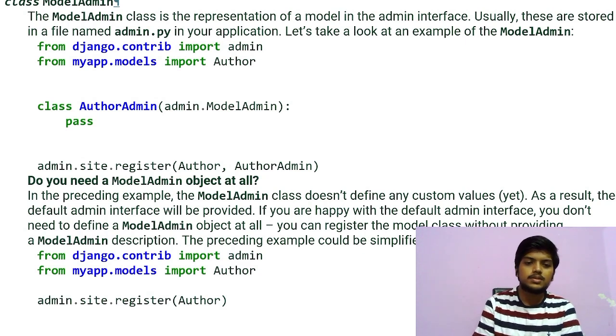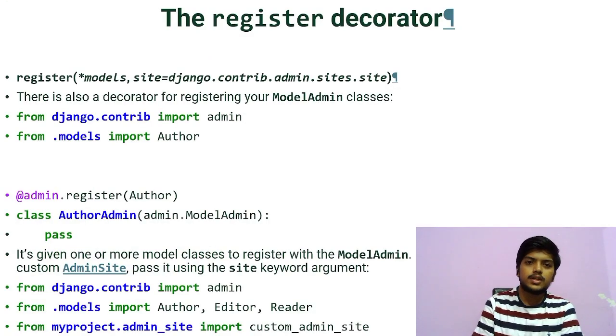The preceding example can be simplified: from django.contrib import admin, from myapp.models import Author, admin.site.register(Author). The register decorator: register(*models, site=django.contrib.admin.sites.site). There is also a decorator for registering your ModelAdmin classes: from django.contrib import admin, from .models import Author, @admin.register(Author), class AuthorAdmin(admin.ModelAdmin): pass. It's given one or more model classes to register with the ModelAdmin. If you're using a custom AdminSite, pass it using the site keyword argument.